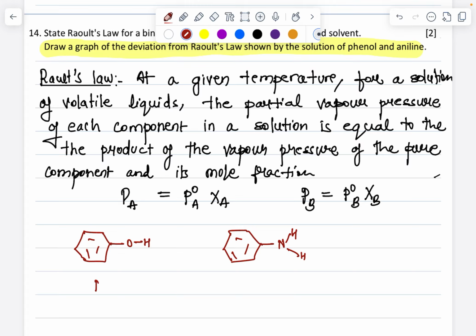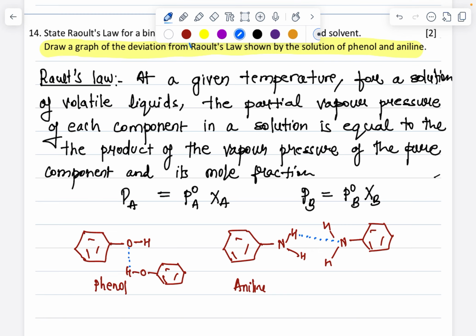This is phenol, and this is aniline, right? See, there is an intermolecular hydrogen bond. If you consider another aniline, then this is hydrogen, this is NH2, and when they interact, there will be a strong hydrogen bond force. Even in the case of phenol, the structure is this way. I consider another phenol, and an intermolecular hydrogen bond force will be there again.